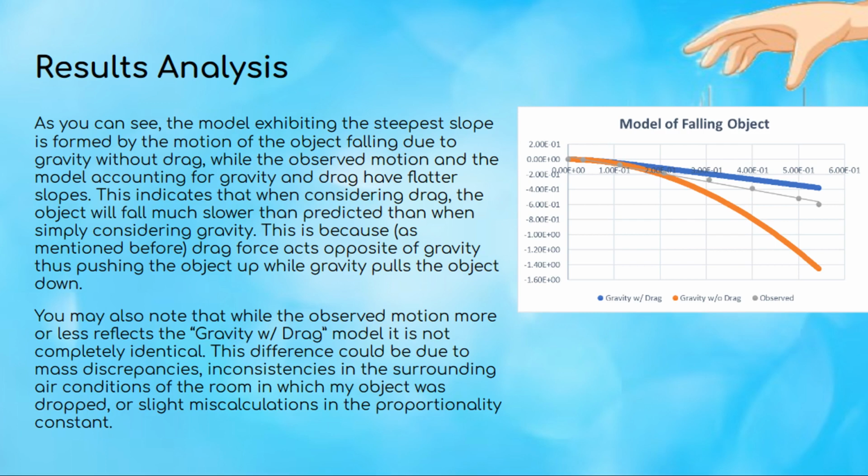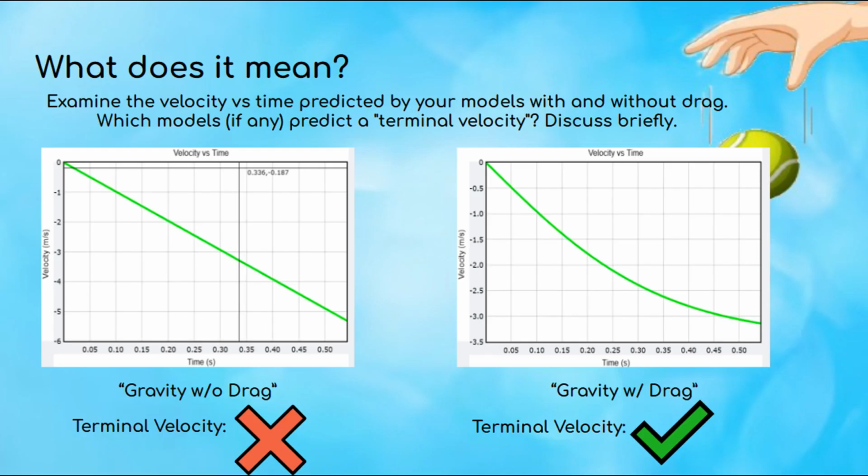This is because, as mentioned before, drag force acts opposite to gravity, thus pushing the object up while gravity pulls the object down. You may also note that while the observed motion more or less reflects the gravity with drag model, it is not completely identical. The differences between these two slopes could be due to mass discrepancies in the code, inconsistencies in the surrounding air conditions of the room in which my object was dropped, or slight miscalculations in the proportionality constant.